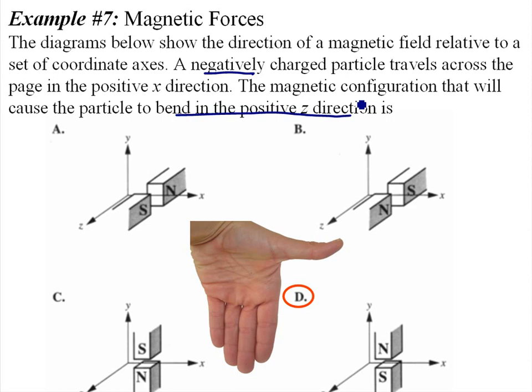Usually when you do these as multiple choice, you can always eliminate down to 2 possible answers just by understanding that force is perpendicular to magnetic field, which is perpendicular to velocity. They all are perpendicular to each other.